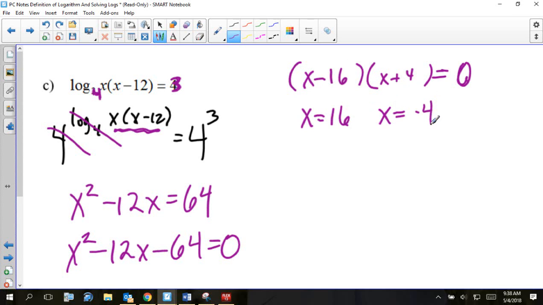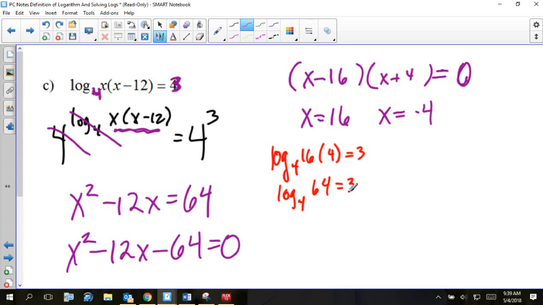It is possible that we might have an extraneous solution. So we need to check our answers. So let's plug 16 back in for x and make sure that doesn't give us any extraneous solutions. I have log base 4 of 16 multiplied by 16 minus 12, 4. Has to equal 3. So I have log base 4 of 64 equals 3. This one works. Because remember what logs do is it gives you the exponent. So 4 to the third is 64.